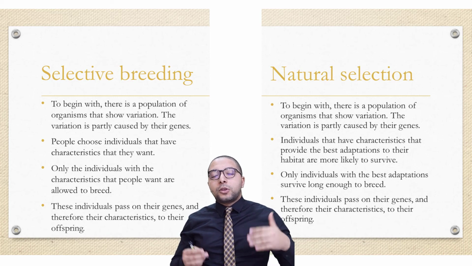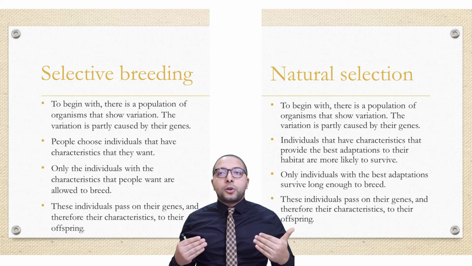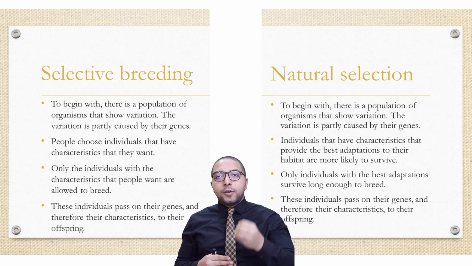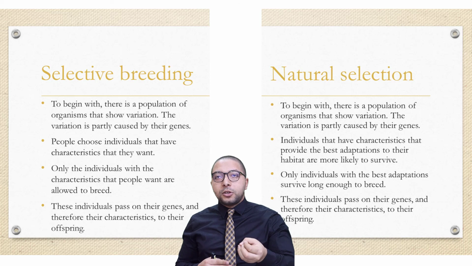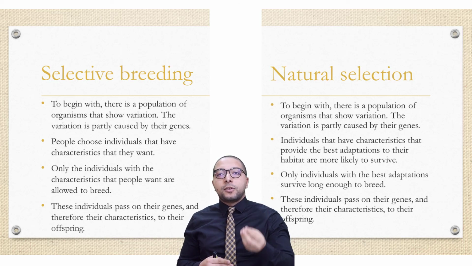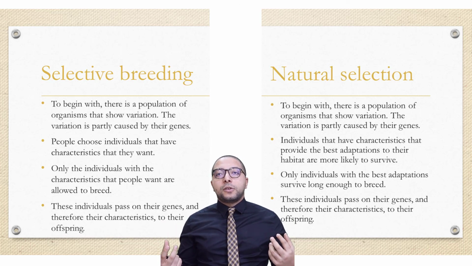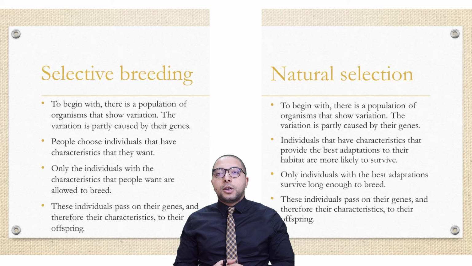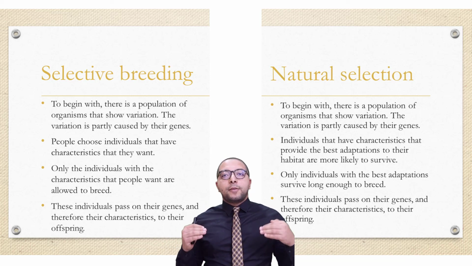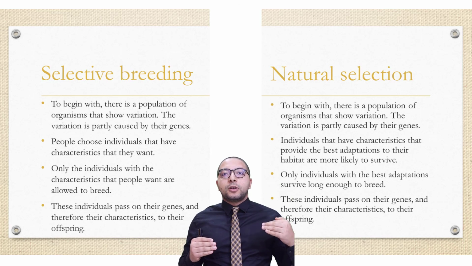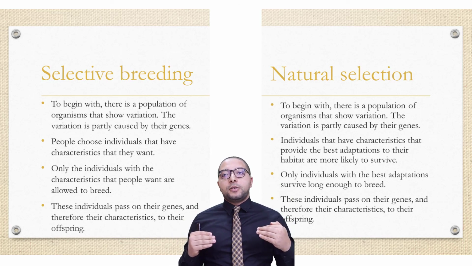At the end of both processes, the individuals of the species are going to have a favored feature. This feature is either decided by humans in selective breeding or by natural selection in the case of nature. So we have in both sides a characteristic. On one side humans are deciding, on the other side nature is deciding.